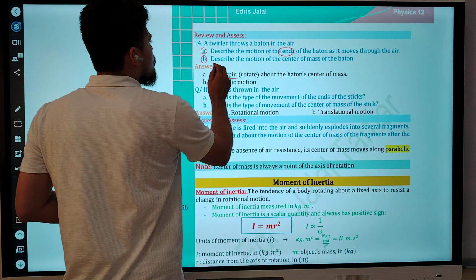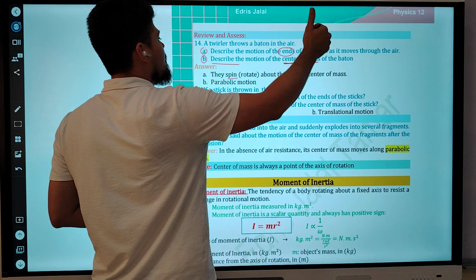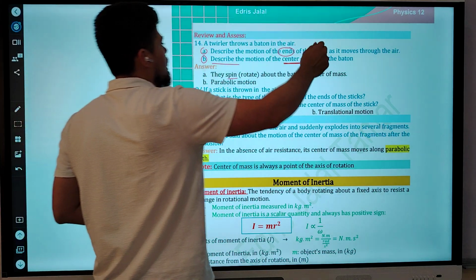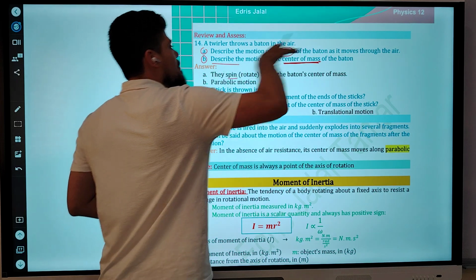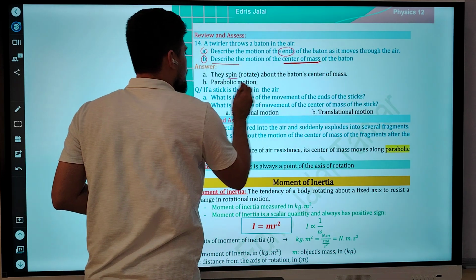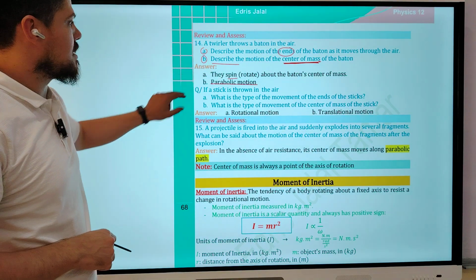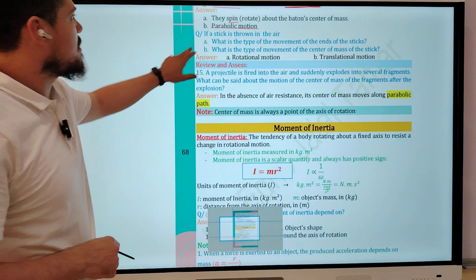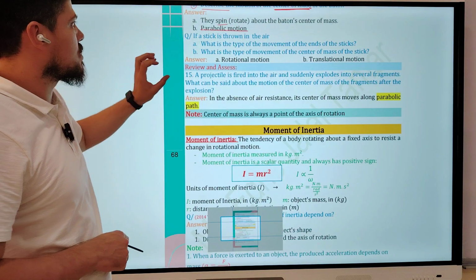Part B: describe the motion of the center of mass. As I told you, in the absence of air resistance, the center of mass of all objects moves in parabolic motion. Parabolic motion, it's very important. Be careful, please. This is question 14 in the chapter review. But this is my question for you.